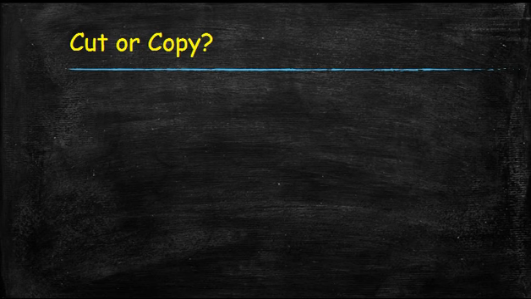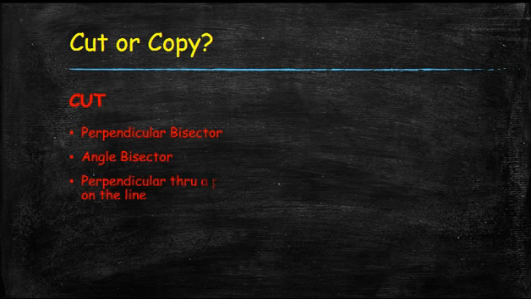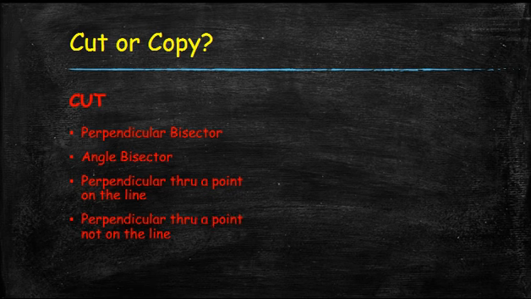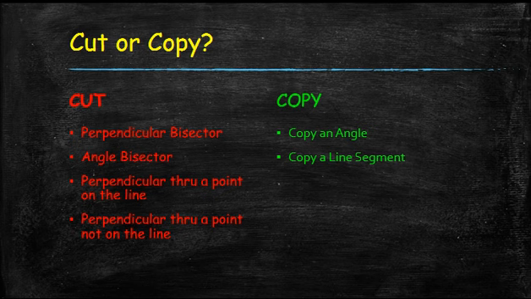The first thing you'll look for in constructions is whether it's a cut or a copy. If it's a cut, you could have a bisector, either perpendicular or angle bisector, or you may see a perpendicular through a point on the line or through a point not on the line. If it's a copy, you'll see two figures, and it could be copy an angle or copy a line segment. Then we have our oddball construction that really doesn't fit into either one.